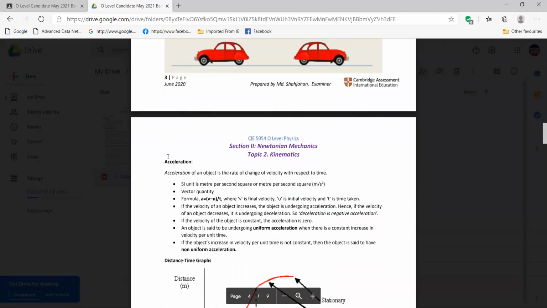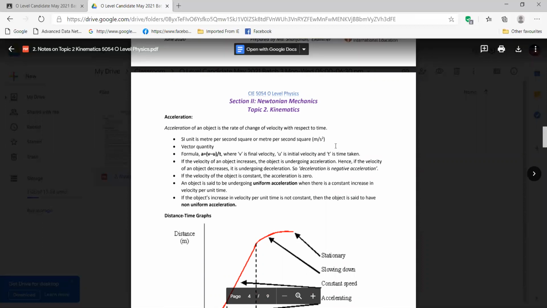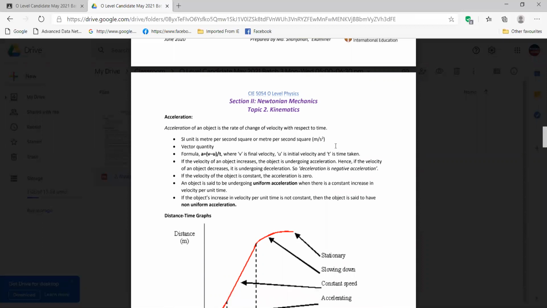Okay, then acceleration, right? Yes, sir. Acceleration formula. Can you read the formula of acceleration? a equals v minus u by t. And the SI unit of acceleration is? Meter per second square.